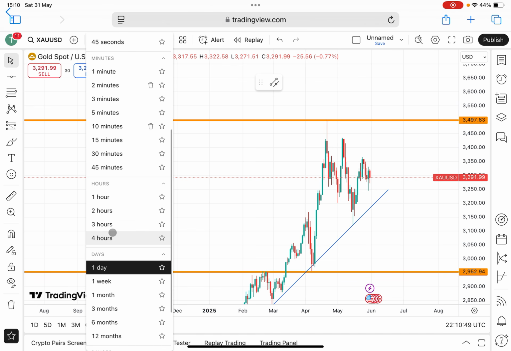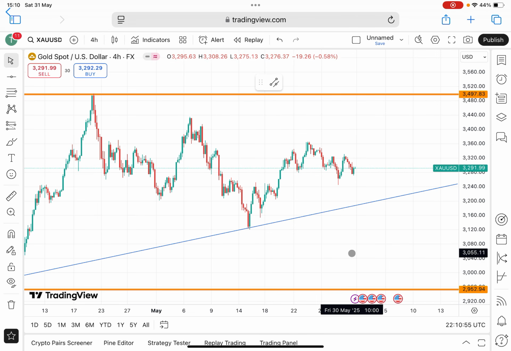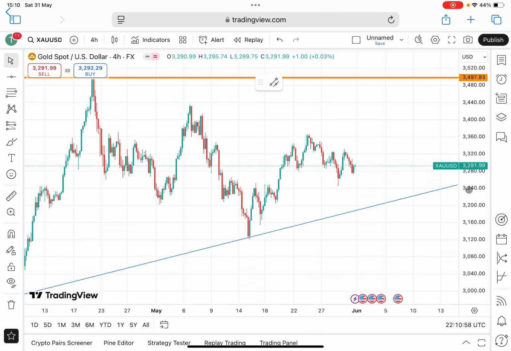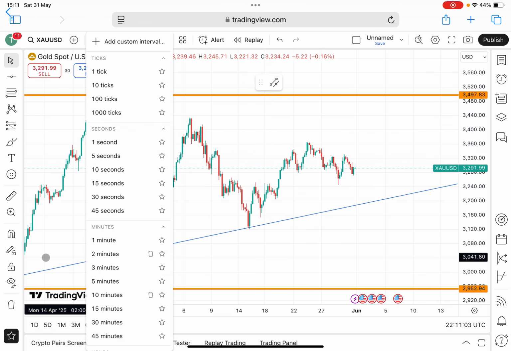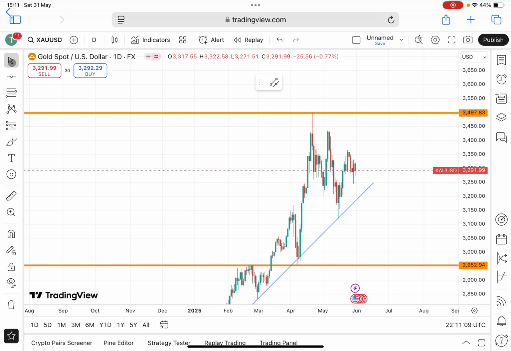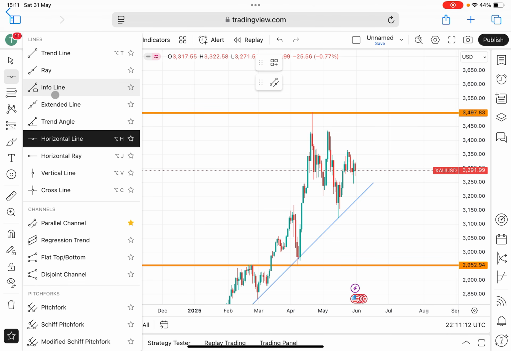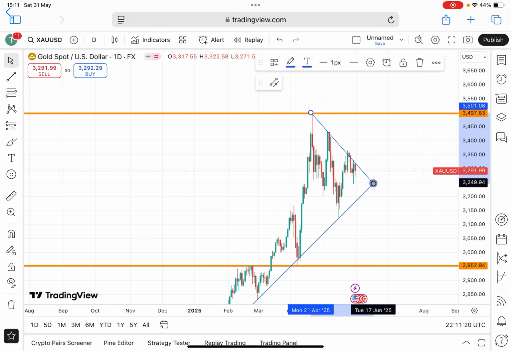Let's go to the 4 hours to see if we can get a more detailed view. And then if we go back to daily too, you can see that price created something like this. Let me see the trend line. It came to this support. There's something we call a triangle pattern, which is one of the chart patterns.